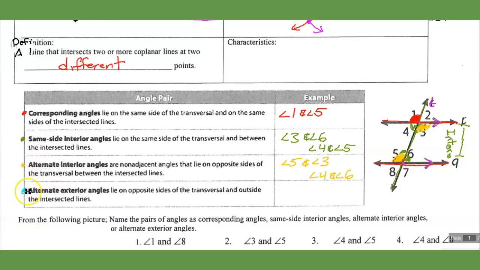And then next we have alternate exterior. Very similar to alternate interior, but they're on the exterior. This is an exterior, or outside, not between the parallel lines, and this is the exterior. Alternate means on opposite sides of the transversal, but on the outside. So angle 8 here is on the outside, and on the other side, on the outside, would be angle 2. We have angle 2 and angle 8, and similarly angle 1 and angle 7.